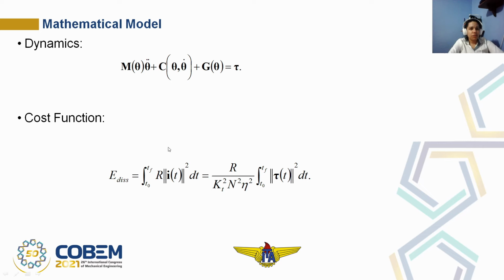For the cost function, we want to minimize the electrical energy dissipated by the servos, in our case MX-28, where R, K, and eta are servo parameters, and tau is the vector of currents and torques of all joints.